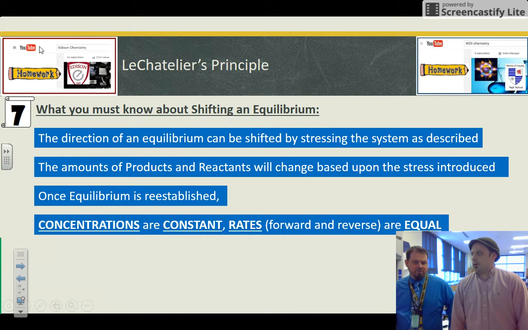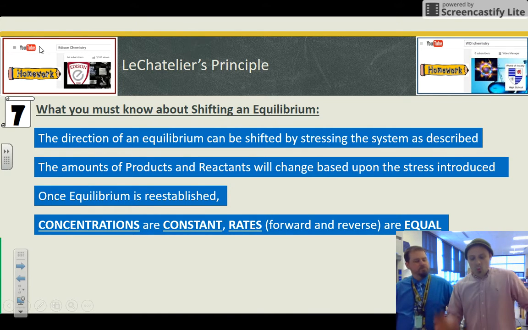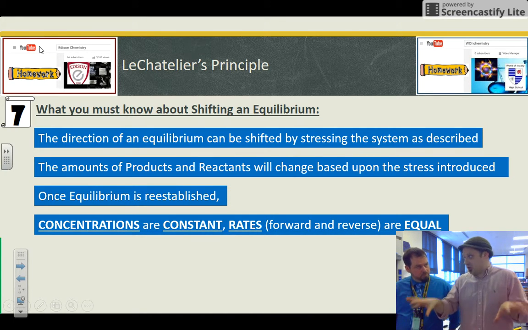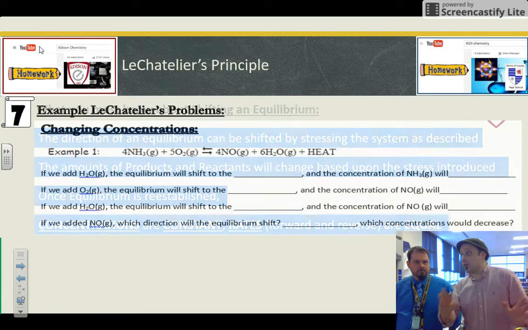The rates of the forward and reverse reaction again become equal. So when you put a stress on an equilibrium, it changes for a moment or two, and then it chills out again. And that's when the rates become equal.